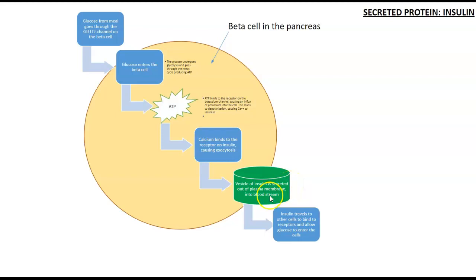which is exocytosis. Insulin then travels to other cells throughout the body to bind to receptors and allow glucose to enter the cells. This is an important effect because if insulin cannot bind to those receptors, it will lead to high blood sugar, which is hyperglycemia, which can lead to death if not controlled.